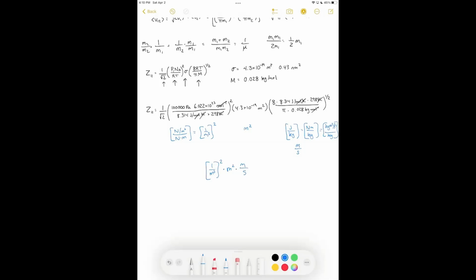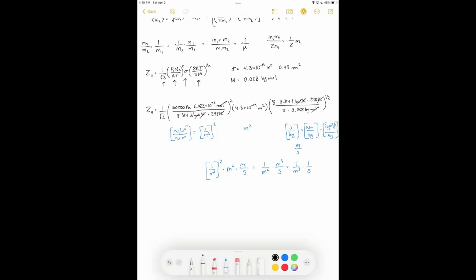So putting all these things together, we have 1 over cubic meters squared times meters squared times meters per second. This gives us 1 over meters to the 6th times meter cubed over seconds, which is 1 over meters cubed times 1 over second, which is per volume per second, the exact units that we should get. So these are the kind of things that you want to think about when solving these equations, and make sure that you're using the proper units as we go along.